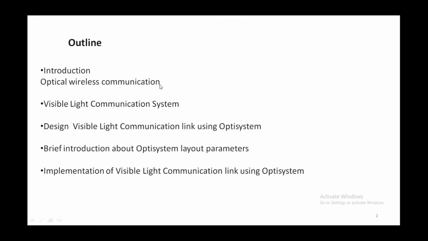First one, optical wireless communication, a brief introduction, then visible light communication system, then how to design a visible light communication system using OptiSystem. Then for this designing, we need some parameter values to set the OptiSystem layout. So a brief introduction about OptiSystem layout parameters, and after that, implementation of a visible light communication link using OptiSystem.